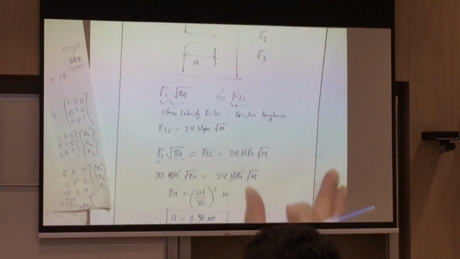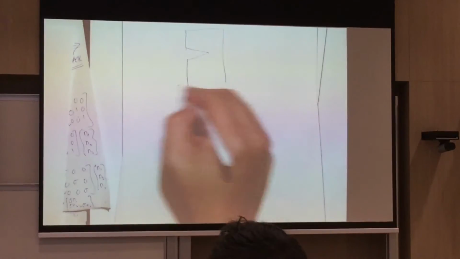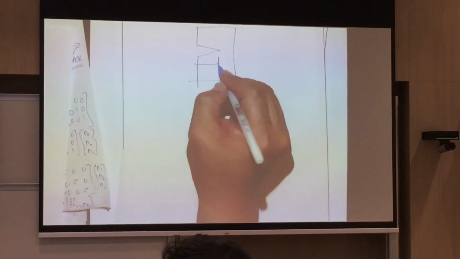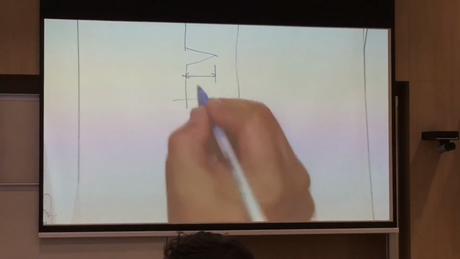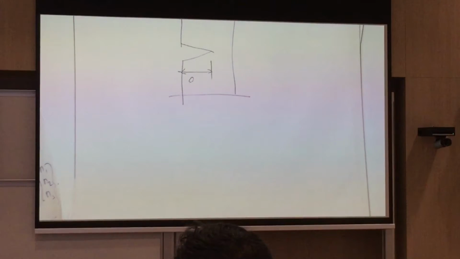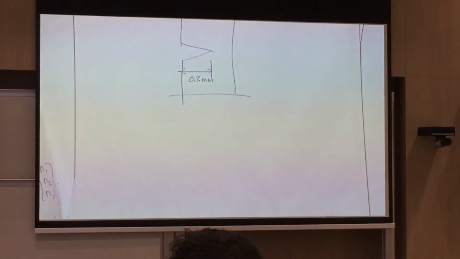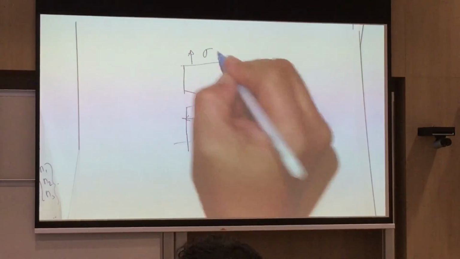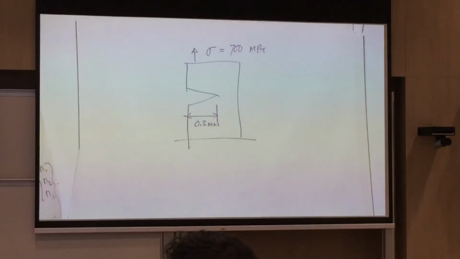So let's do this one the opposite. I have a crack. Let's use the same problem. Let's look at the lower value, 0.3 millimeter. So that's the half length of my crack. And then I know my stress to be 700 megapascal.